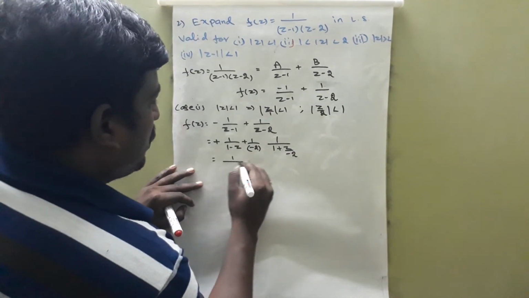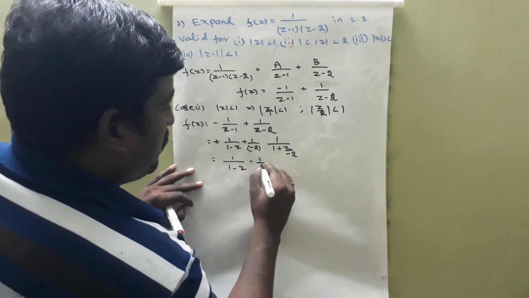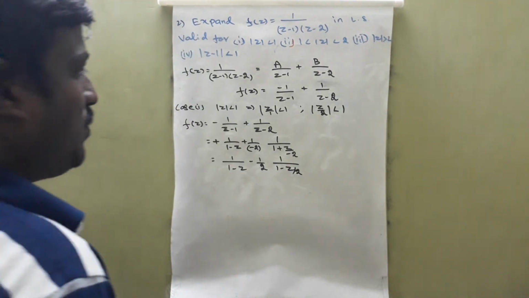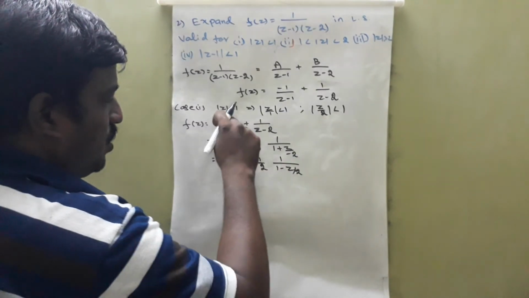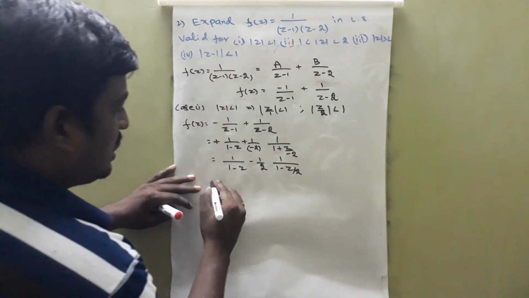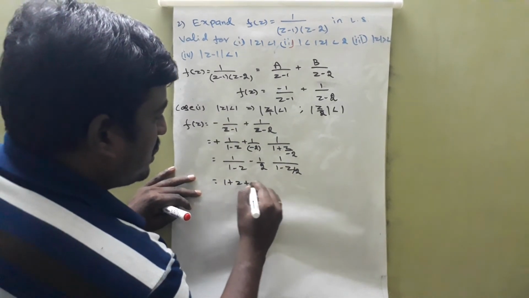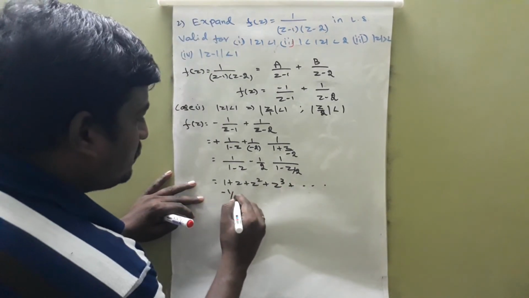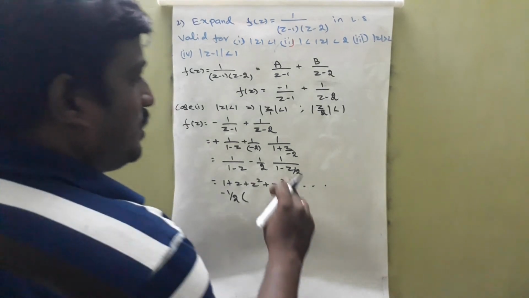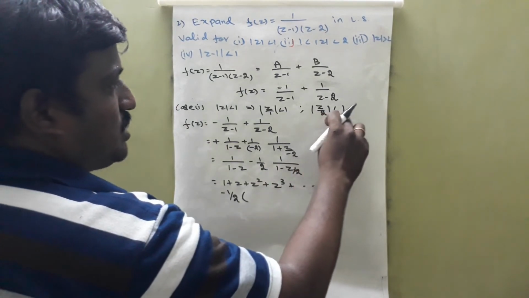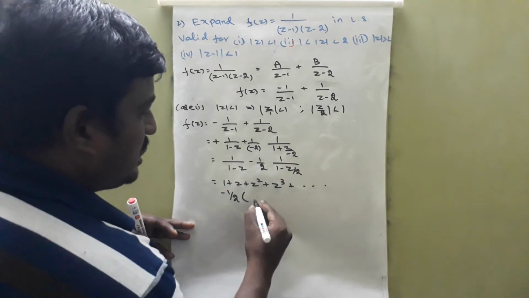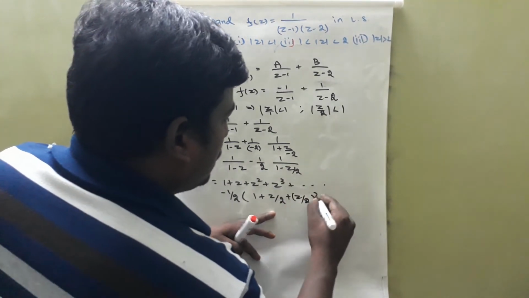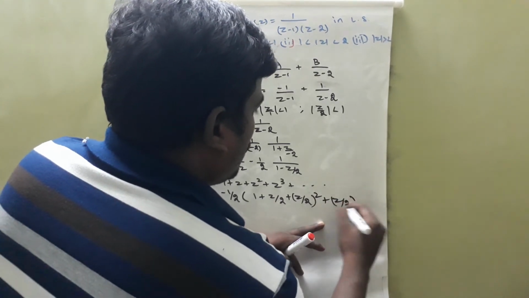So this is nothing but 1 by 1 minus z, minus 1 by 2 times 1 by 1 minus z by 2. Now directly I can apply the formula. To expand this, I need the condition modulus of z less than 1, and I have the condition. So directly I can write 1 plus z square plus z cube plus etc. For the next one, I have the condition modulus of z by 2 less than 1, so directly I can write 1 plus z by 2 plus z by 2 whole square plus z by 2 whole cube plus etc.